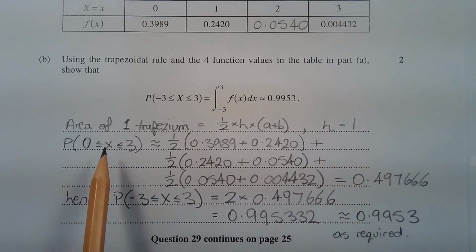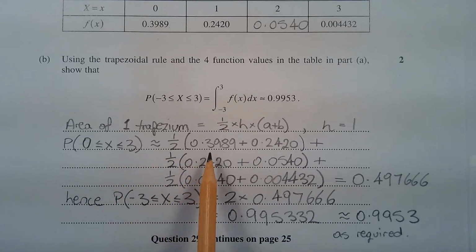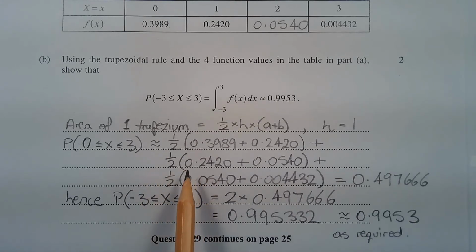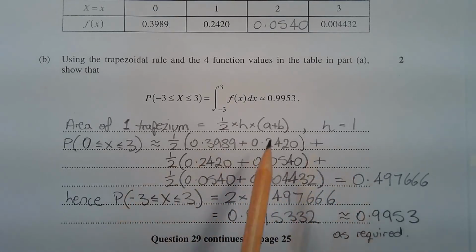And the probability that x is greater than or equal to 0 and less than or equal to 3 is approximately equal to half times (0.3989 + 0.2420). So that's the first application of the trapezoidal rule, plus half times (0.2420 + 0.0540). That's the second application of the trapezoidal rule, plus half times (0.0540 + 0.004432), which is the third and final application of the trapezoidal rule, and that equals 0.497666.